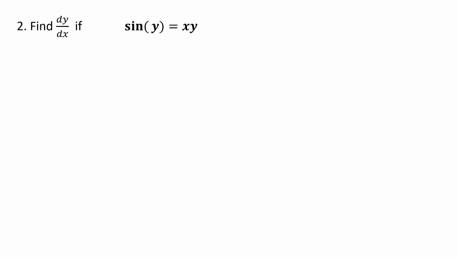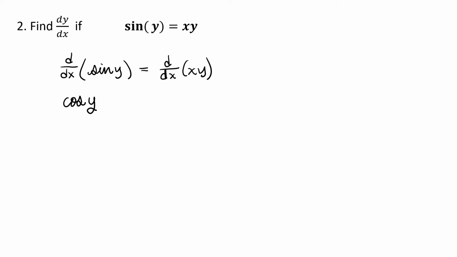We want to find the derivative of y with respect to x if sine of y is equal to xy. So we'll find the derivative with respect to x of both sides of this equation. The derivative with respect to x of sine of y will be the derivative of the outside function, so the derivative of sine, which is cosine, with y still in it, times the derivative of y, so dy dx.